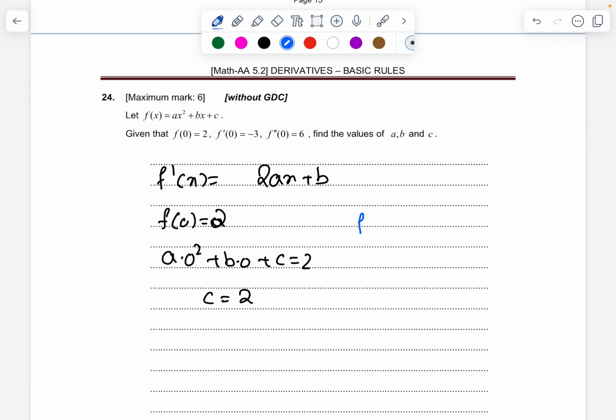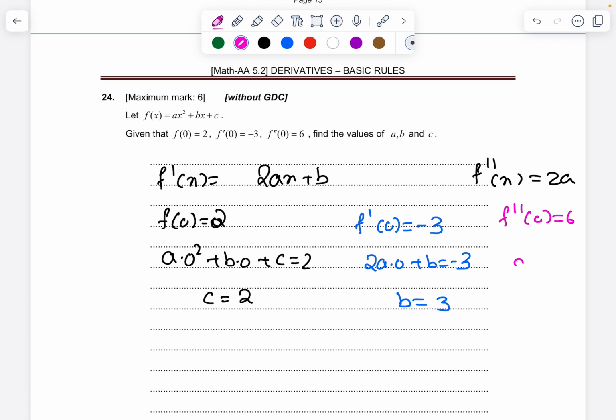Next one is nothing but what? f prime of 0 equals negative 3. So 2a times 0 plus b equals negative 3, so b equals negative 3. Next is f double prime x. f double prime x is 2a. Now f double prime of 0 equals 6. So 2a equals 6, a equals 3.